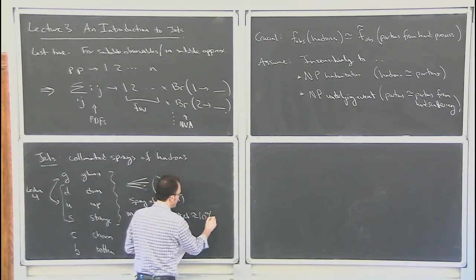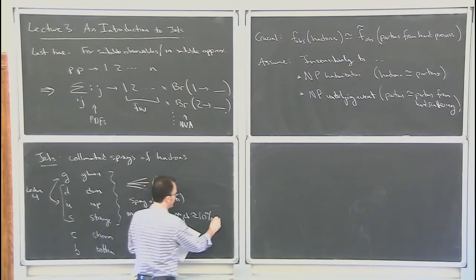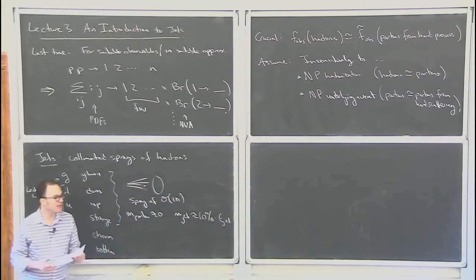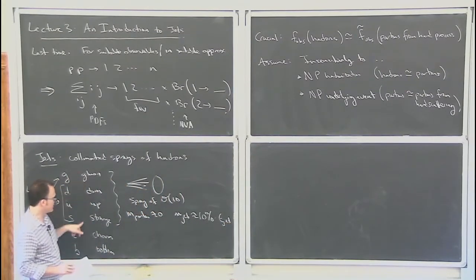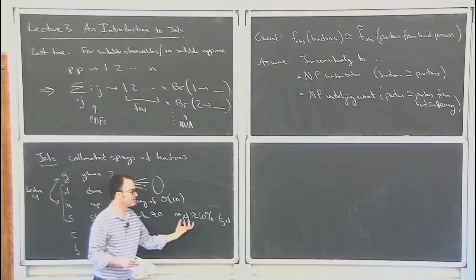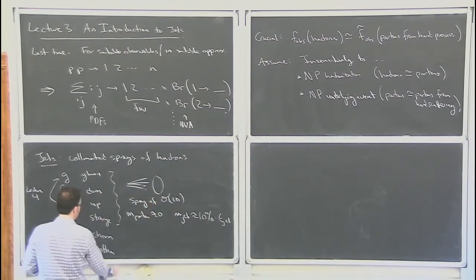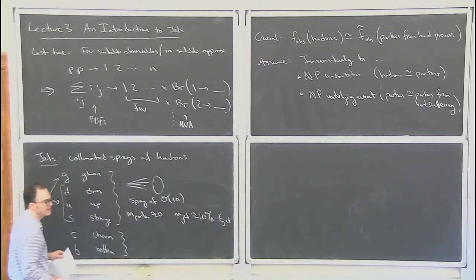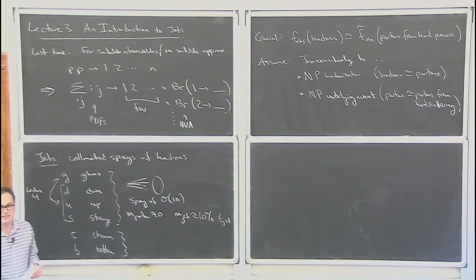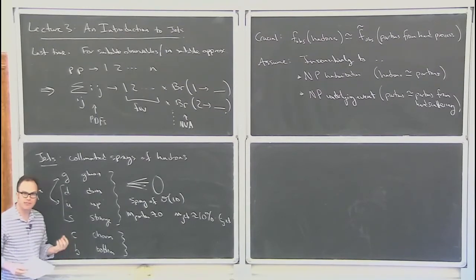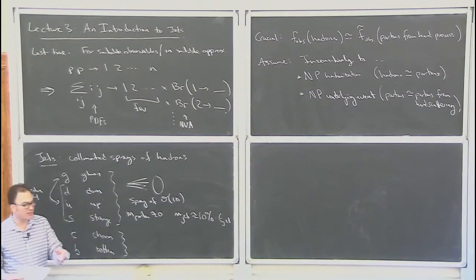Roughly speaking, just in your brain, you can think about it as like 10% of the jet energy. And so even though the partons are, to a good approximation, massless, the jets themselves have mass, and that's going to be important. In the case of charm and bottom quarks, it's a little bit different just because of the fact that, as I mentioned in the first lecture, when I make charm and bottom hadrons, they often have a long lifetime before they decay.